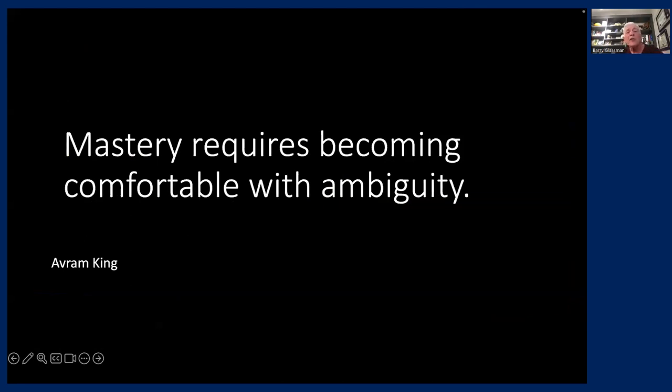Mastery requires becoming comfortable with ambiguity. We have to be comfortable with not knowing, with not being 100% sure, with not stating the mechanisms specifically, because those mechanisms will change. Some of the procedures I do today are the exact same procedures I did, until I retired, and all the procedures I guide people through today are the exact same procedures I was trained to do years ago. What's changed? The reason for doing them, the mechanism behind it.